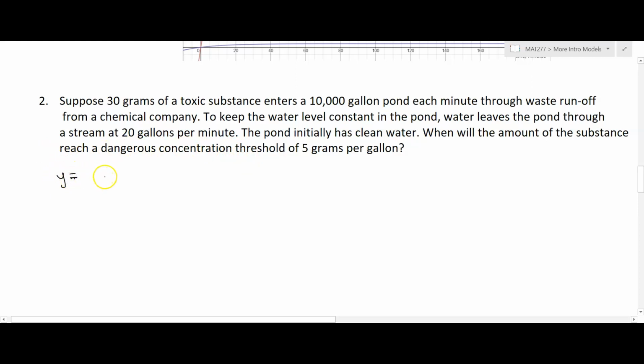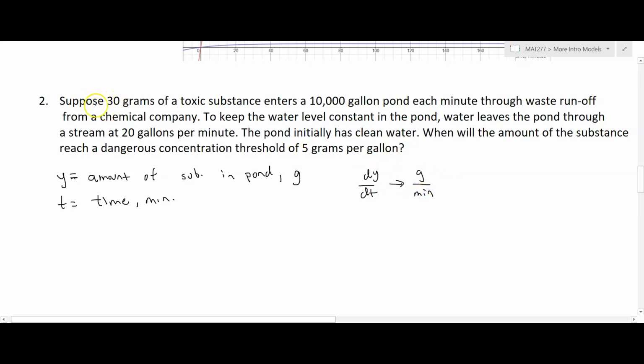So let y be the amount of toxic substance in the pond. Well, that's measured in grams. And t is the time since the substance begins polluting this pond. This is measured in minutes. And so one thing that we should point out is that dy/dt will have units of grams per minute.